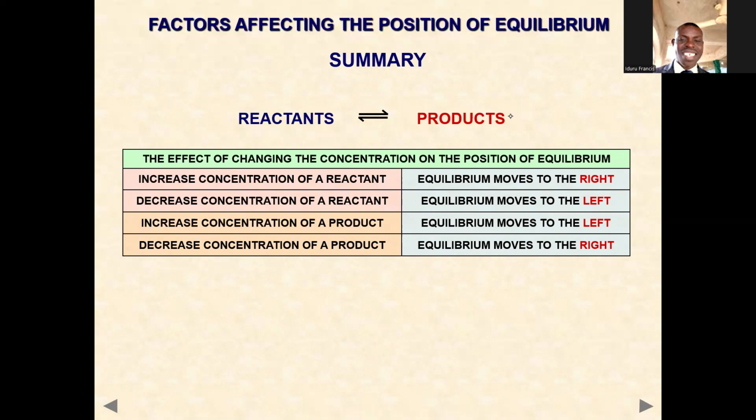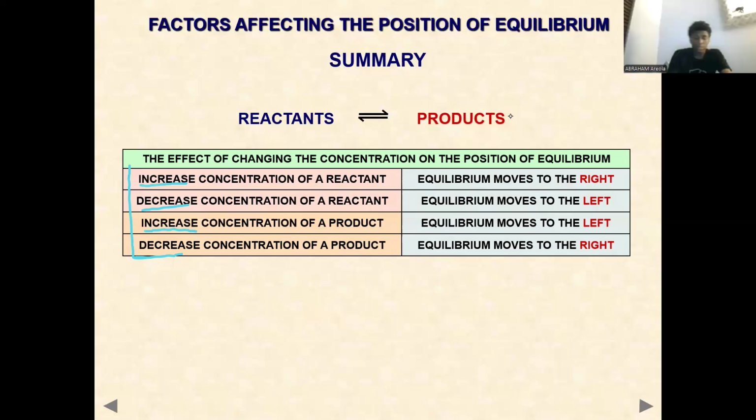Similarly, if you decrease the product, there will be more reactant than product. So the reactant will react to replace the product you have removed. Therefore, equilibrium will shift to the right-hand side. So in these four, we're talking about increase and decrease. You must get used to that. Let's now learn it very well, because this is the important aspect. If you increase the concentration of the reactant, position of equilibrium shifts to the right-hand side. That's one. If you increase the concentration of the product, position of equilibrium shifts to the left-hand side.